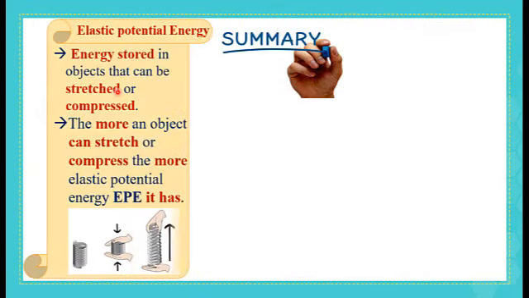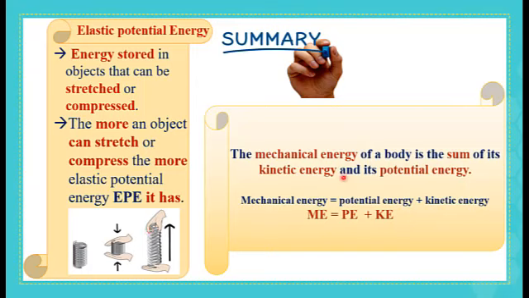Let's sum up. Elastic potential energy is energy stored in an object that can be stretched or compressed. The more an object can be stretched or compressed, the more elastic potential energy it has. Here we have a compressed spring, here we have a released or stretched spring. The mechanical energy of a body is the sum of its kinetic energy and its potential energy. Mechanical energy equals potential energy plus kinetic energy. Having two factors, we can calculate the third one.